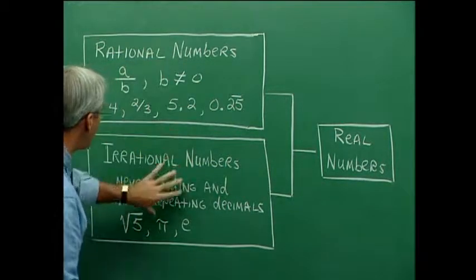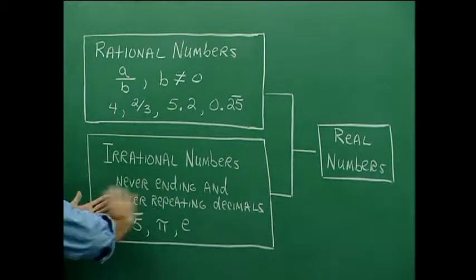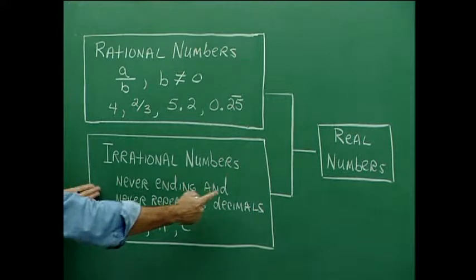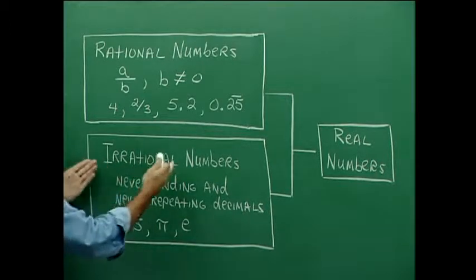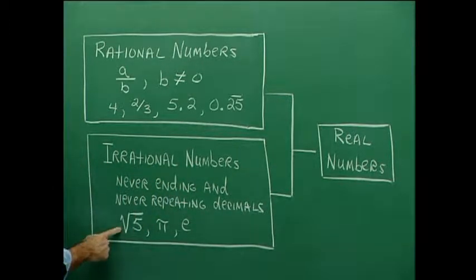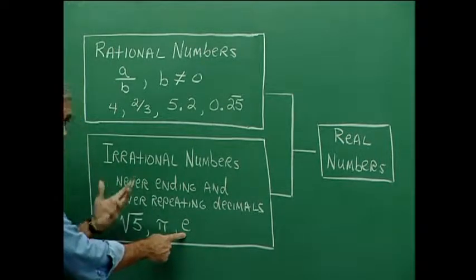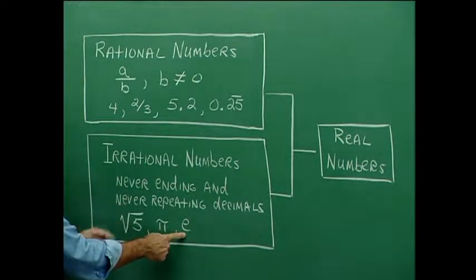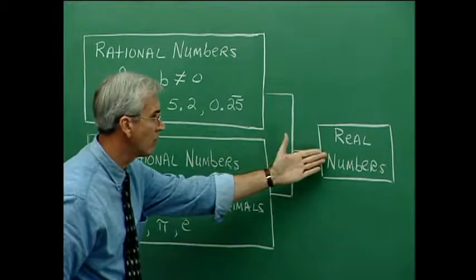Well, what numbers are we talking about with irrational numbers? Well, those would be decimals that never end and never repeat. So never ending and never repeating decimals would be the set of irrational numbers. And numbers that fall into that category would be like the square root of 5 or the square root of any non-square, pi, the naturally occurring constant pi, e, which is also another naturally occurring constant, and we'll have a lot to say about that later. But at any rate, these two sets together give us the set of real numbers.